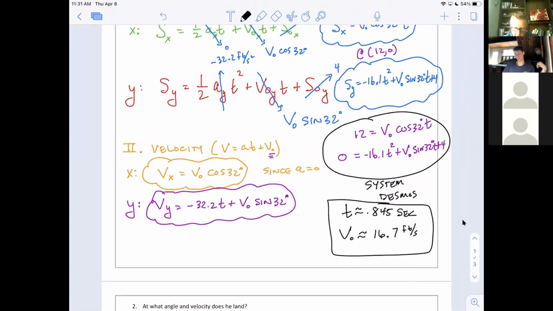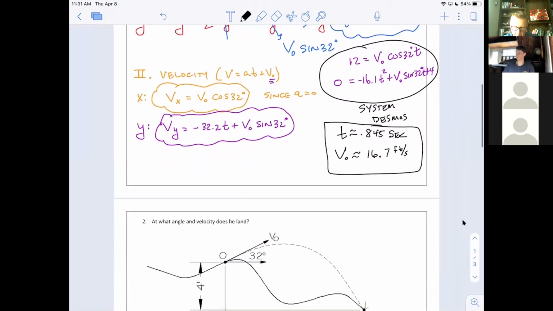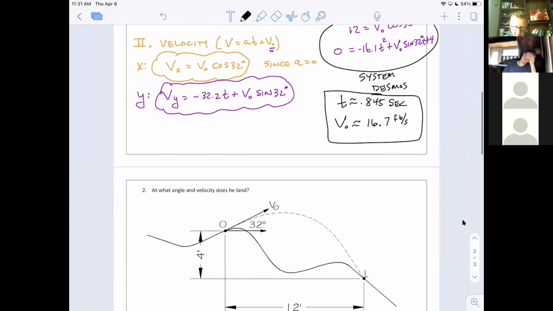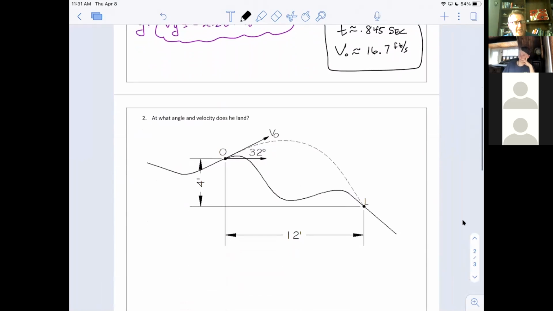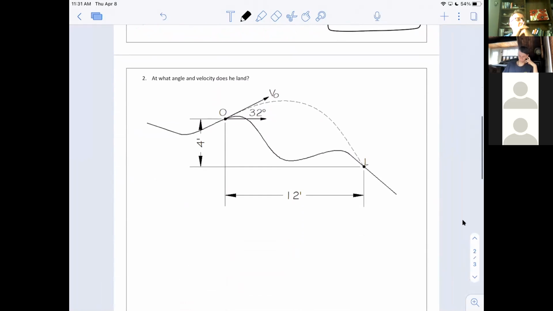So let's answer the second question because this is kind of cool too. At what angle and velocity does he land? Why would you care what angle and velocity you're going to land at here? Because if you land too fast or at a bad angle, you're going to die. Exactly. If I land really fast there, like there could be a corner coming up or something of that nature, you might feel out of control. Obviously, this is a fairly small jump, but people in X Games, they're jumping huge stuff. And so, how fast am I going when I land? And what angle? Why does what angle matter?